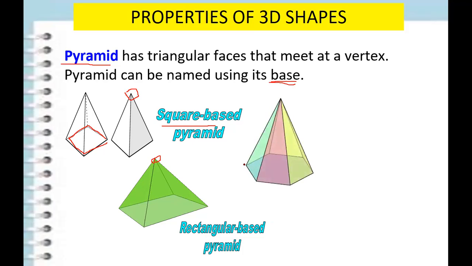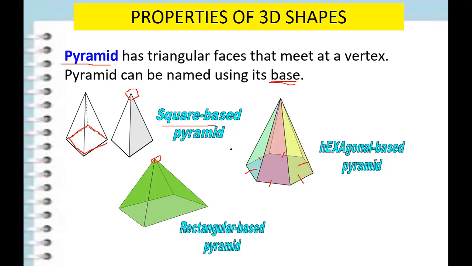How about this? If you can see, it's again a pyramid because all faces are triangles aside from the base. So the base, how many sides? Let's count. 1, 2, 3, 4, 5, 6. So 6 sides. Therefore, the base is a hexagon. So this is a hexagon-based pyramid. Hexagonal-based pyramid, or if you wrote hexagon-based pyramid, it is still correct, don't worry. So these are all pyramids.